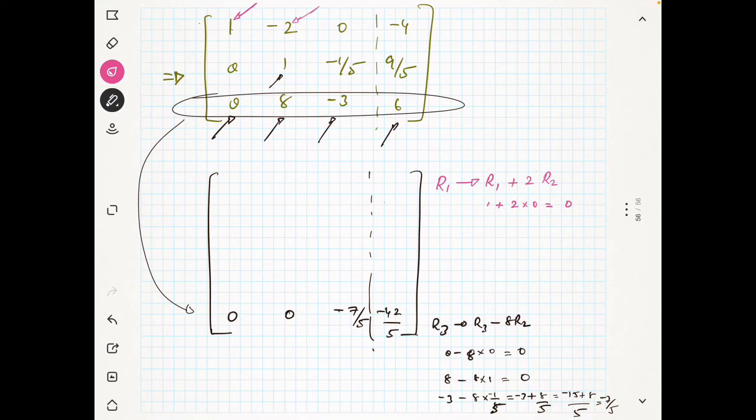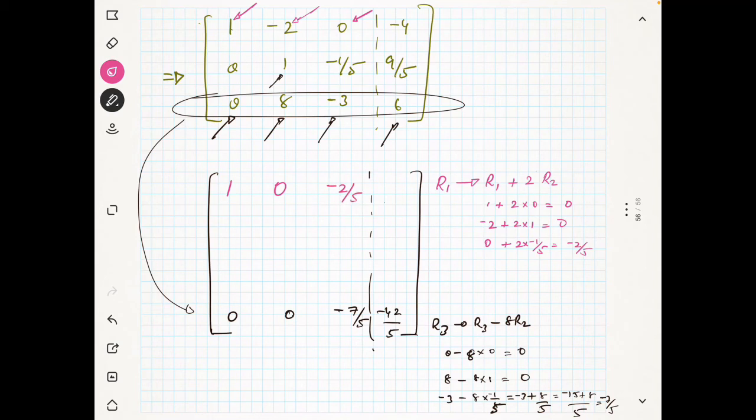So it will become 1 times 2 times this 1 itself. Next is minus 2. Minus 2 plus 2 times 1, that becomes 0. Got it. Next is 0 plus 2 times minus 1 by 5. It becomes minus 2 by 5. So this becomes minus 2 by 5.